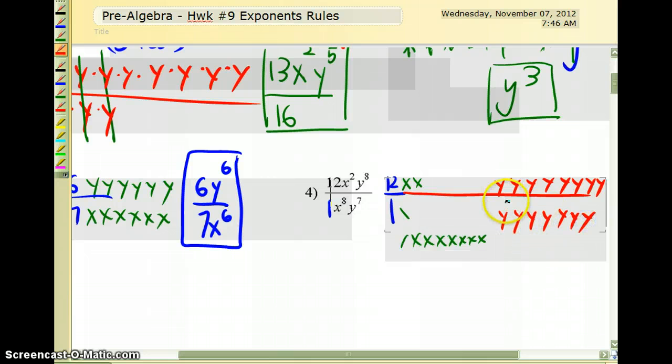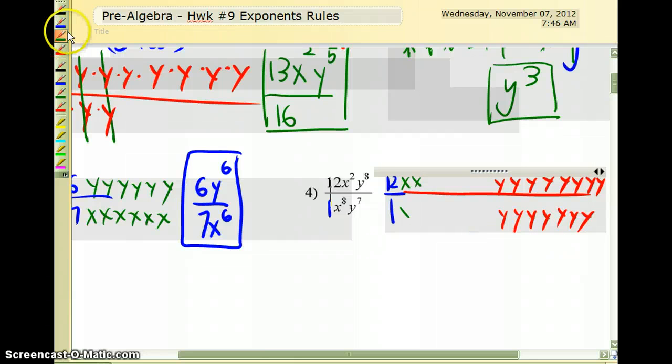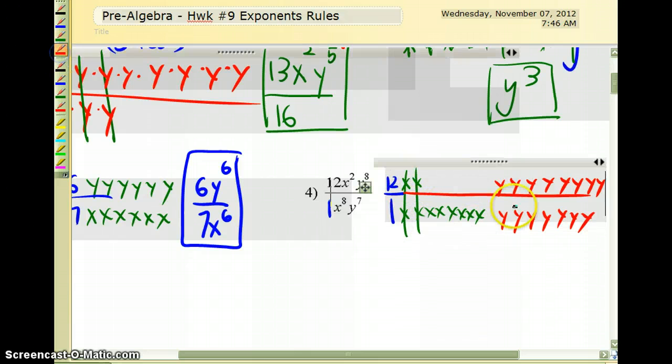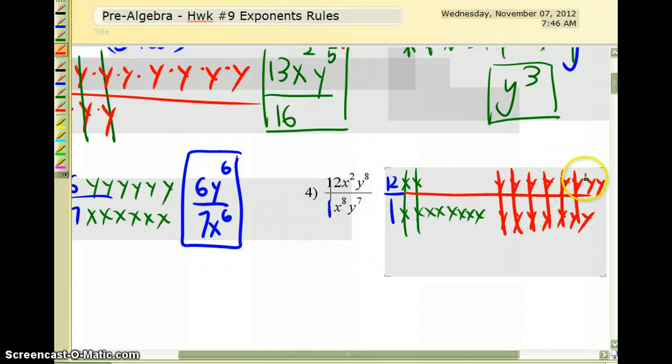Okay, I'm going to cross out the x's. And I'm going to cross out 2 x's over here. With the y's, I'm going to cross out 7 y's.